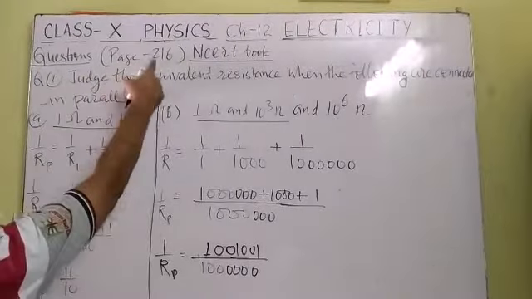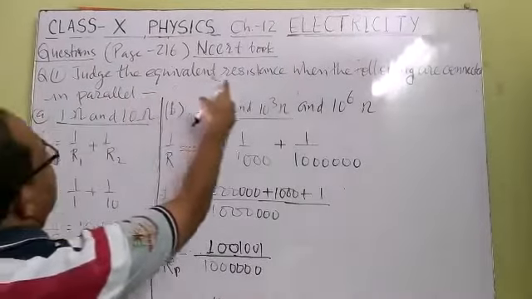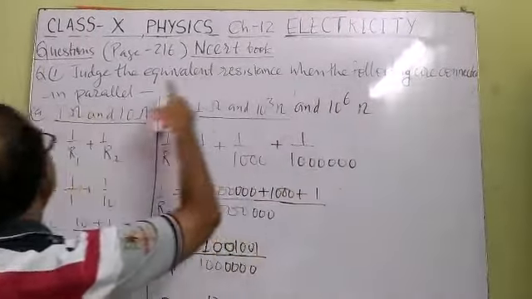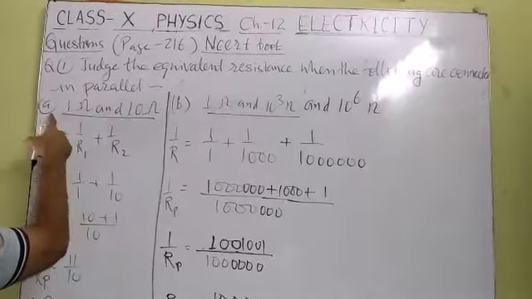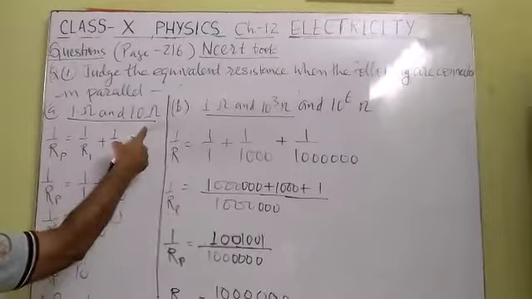Exercise at page 216, NCERT textbook. Question number 1. Judge the equivalent resistance when the following are connected in parallel. A part: 1 ohm and 10 ohm. There are 2 resistors, R1 is 1 ohm, R2 is 10 ohm.